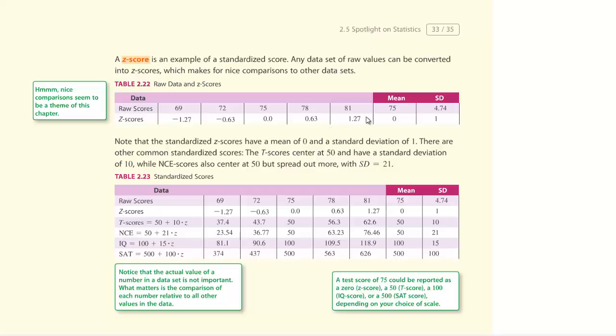So these numbers down here are really just kind of like ratios of these numbers up here, right? A score of 75 is the same thing as a z-score of 0. And a score of 72 ends up being negative 0.63, or a little bit more than half of a standard deviation below, just like 81 is 1.27 standard deviations above.